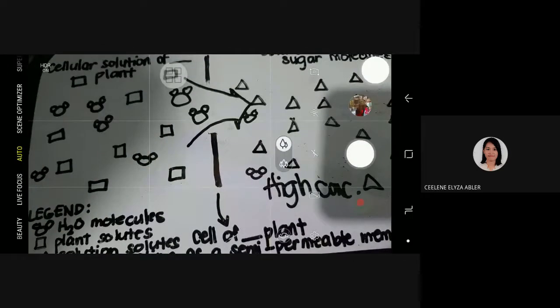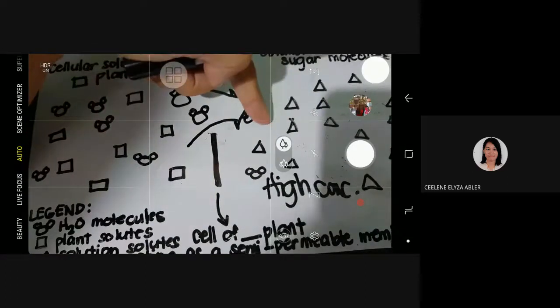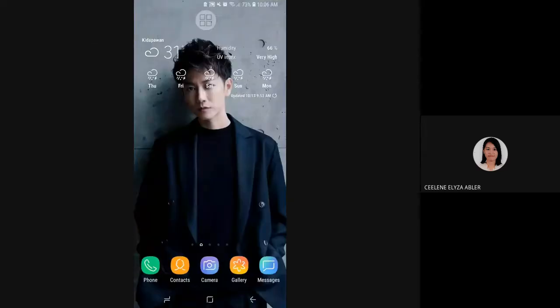Okay? So, it's the water that will be moving around. Notice that meron kang, you have your water molecules that is moving down from a higher concentration down to a lower concentration here, which is here, ang lower concentration mo, sorry.